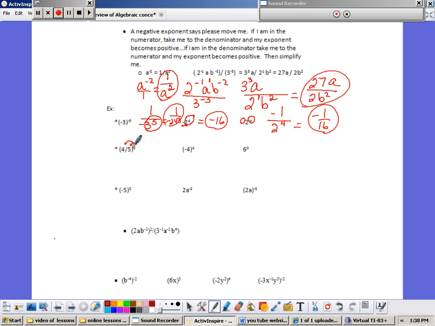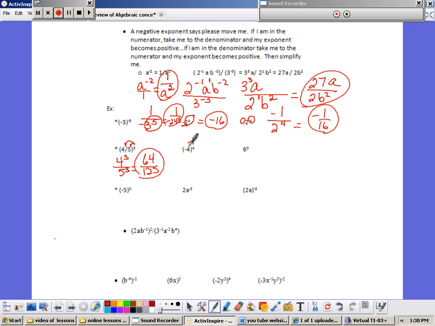This is brought into both of them. And if you don't see anything, put a little 1 so you make sure you bring it in. So it's 4 to the third over 5 to the third. There are no negative exponents, so nothing's moving. So I have 64 over 125.